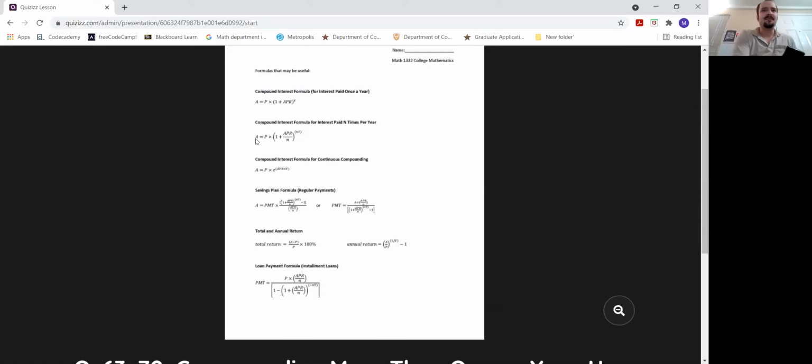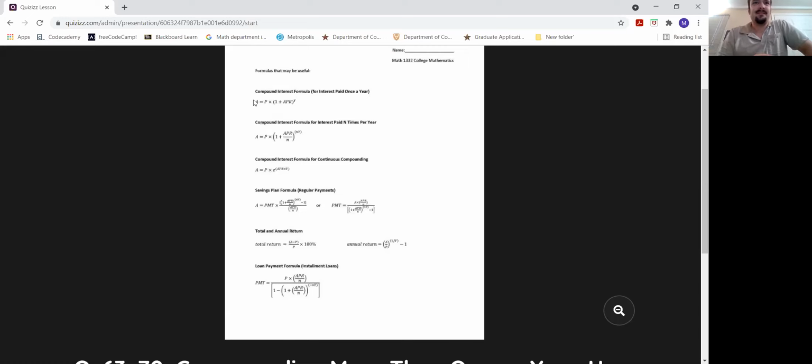So I think I might have said this, but let's go through it again. A in these formulas should be the accumulated amount. That's the amount that you're going to end up with. P is your principal. That's the amount that you start out with. APR is your annual percentage rate. N is the number of times it gets compounded per year, or the number of times you're making payments. It's basically the number of times that we're going to crunch it per year. Y is going to be the number of years.